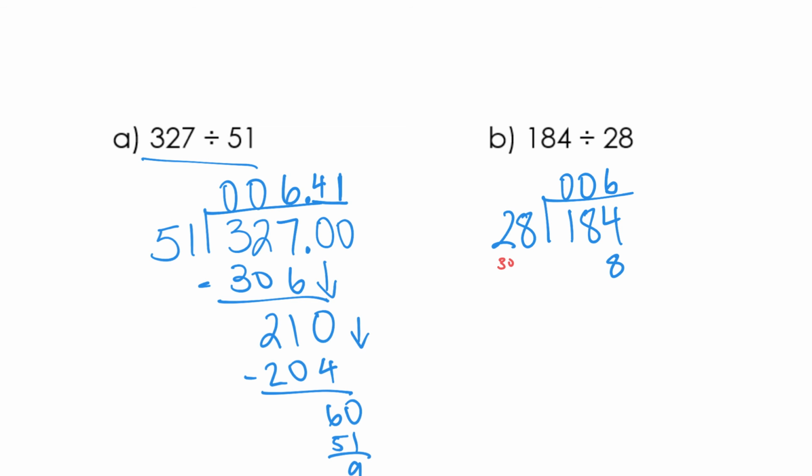6 times 8 is 48. Carry the 4. 6 times 2 is 12. Plus 4 is 16. Yeah, we did good here. 16 is the answer. Carry this down. So how many times does 28 go into 160? Well, 28 goes into 184. It gives us 168. So we can't use 6, so we have to use 5.